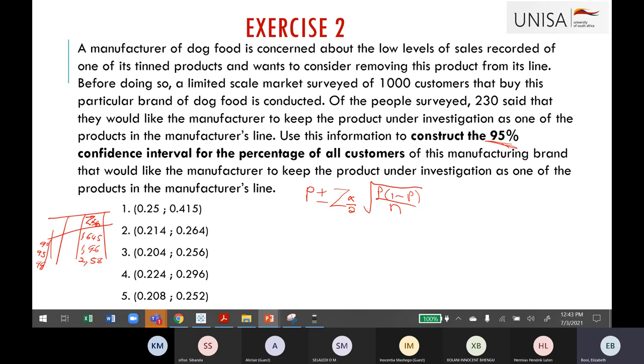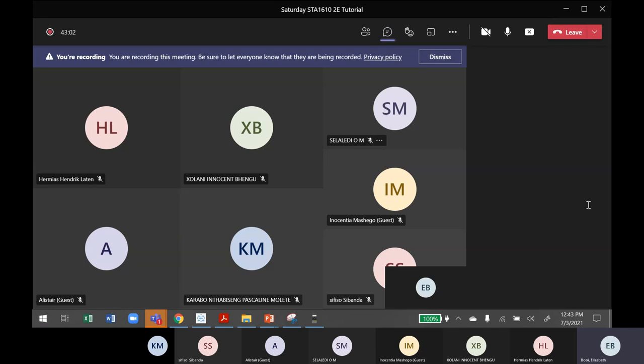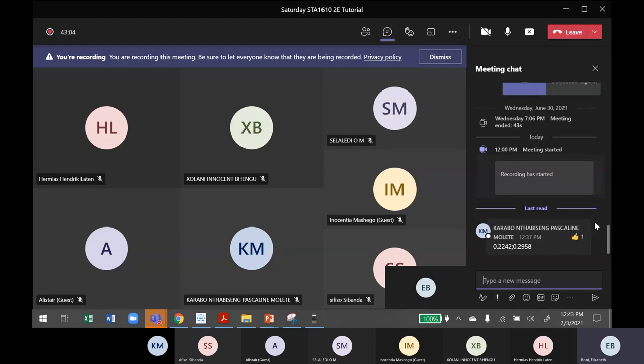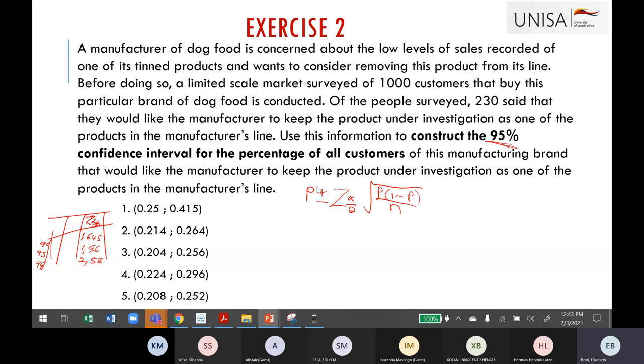Okay, so let me stop talking. You do the exercise. When you're done, you can post your answer in the chat. Let me open the chat so that I can also see. Let us know when you are stuck so we can help.